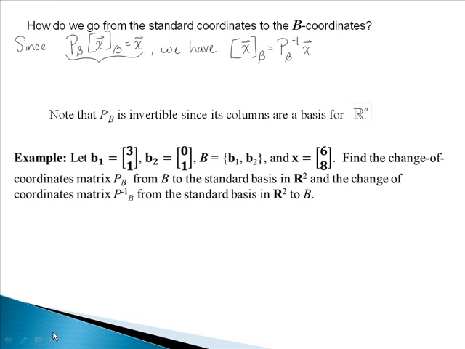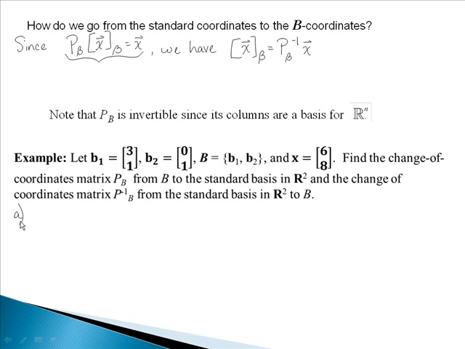So let's look at this example here. We have b1 and b2 defined here, and we're going to say that beta is the set consisting of those two vectors, and our vector x is this vector 6, 8. We want to find the change of coordinates matrix P sub beta from beta to the standard basis in R2, and the change of coordinates matrix P inverse beta from our standard basis in R2 to beta.